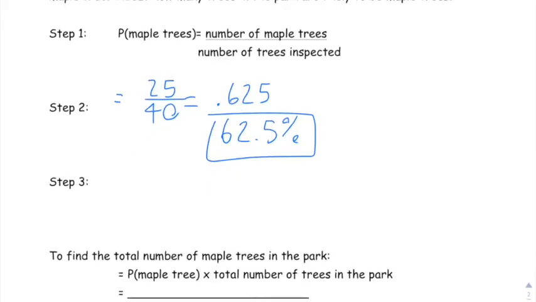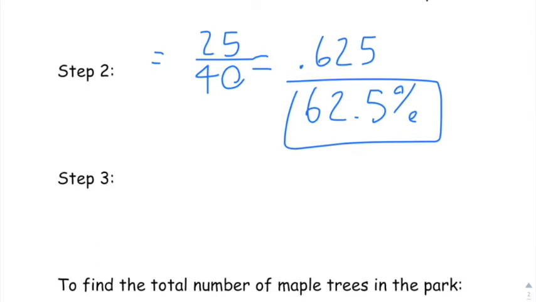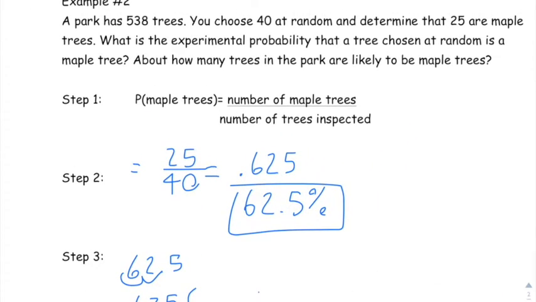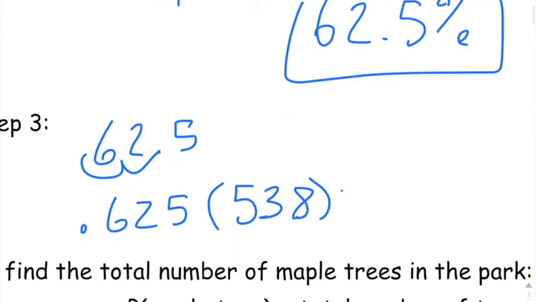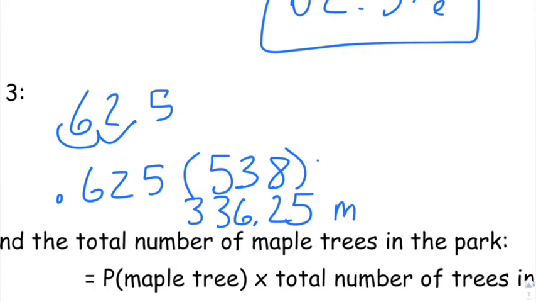And then once you figure out that percentage, you can apply it to the total amount of trees. And there's kind of, I guess, 2 different ways you can do this here. Some people are really comfortable with percentages. And if you want to do 62% of a number, you're going to move that decimal over twice, 0.625. And then you're just going to multiply that by the total number of trees, which was 538. And then if you punch that out, about 336.25 are the maple trees.